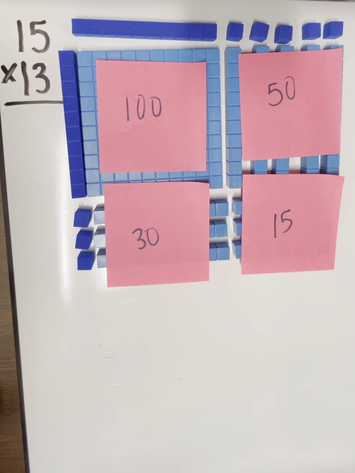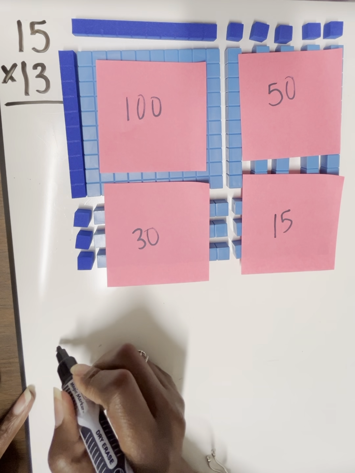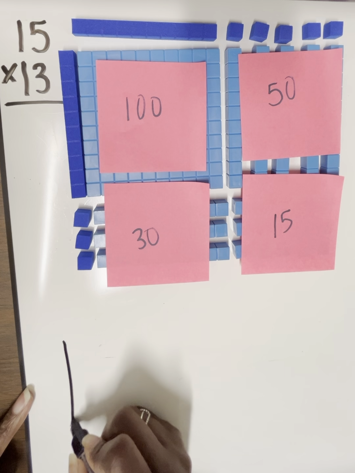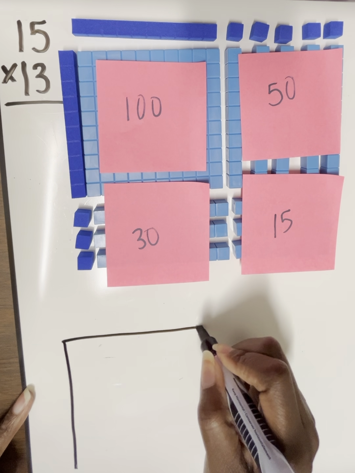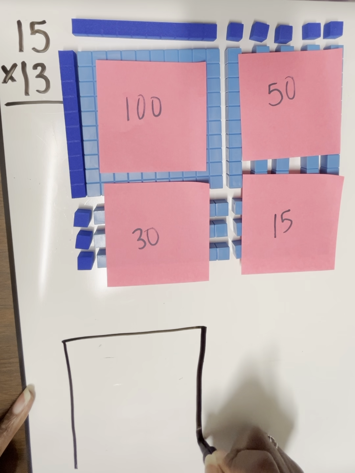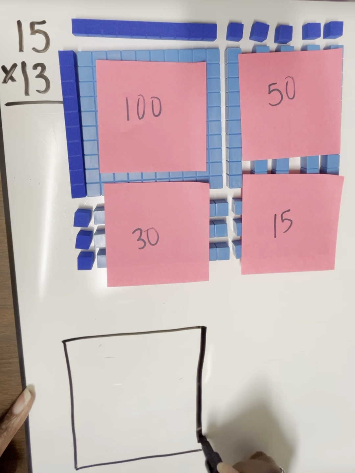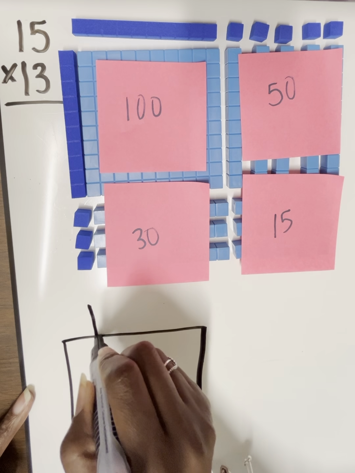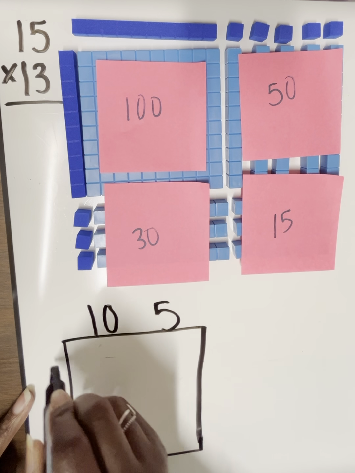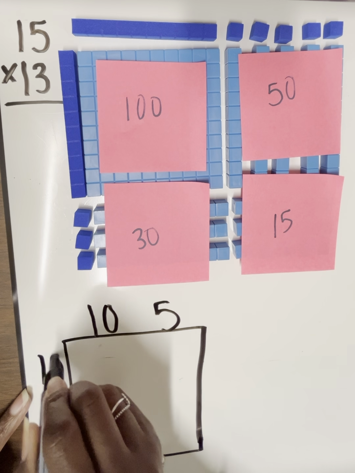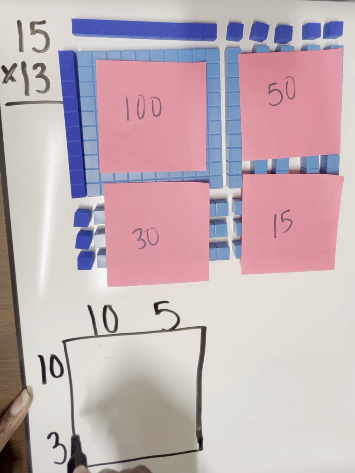So now, moving on to the representational phase, let's draw this out on an area model. So drawing this out on an area model here, okay? So I'm breaking out the value of each digit. So 15 is 10 and 5, and 13 is 1 ten and 3 ones, okay?